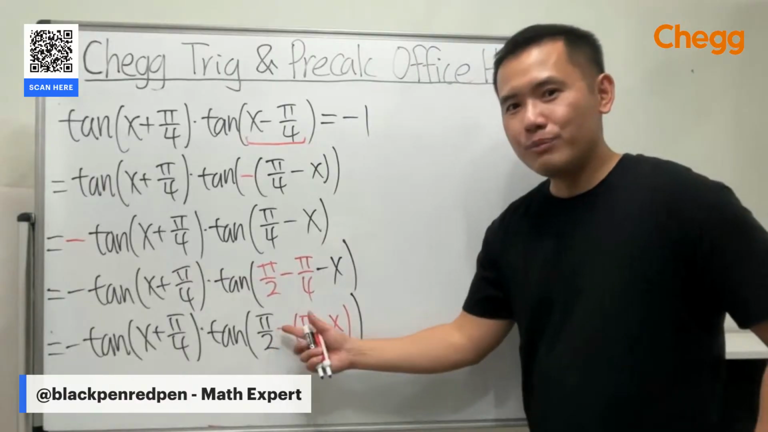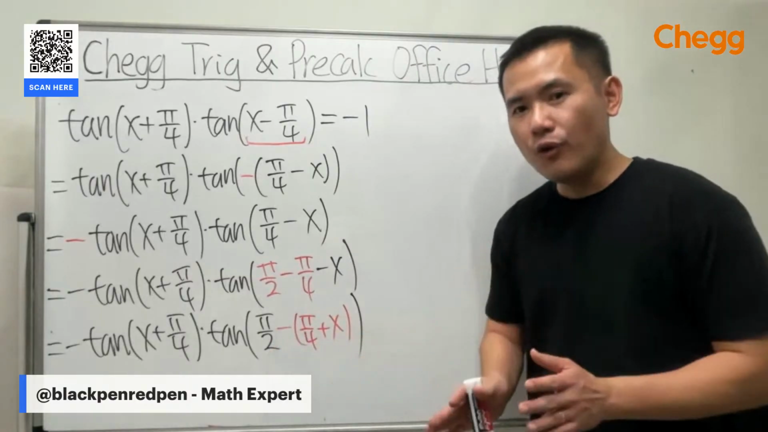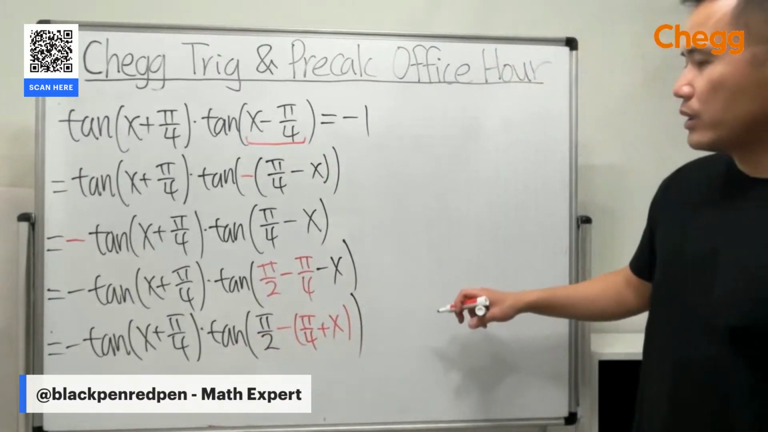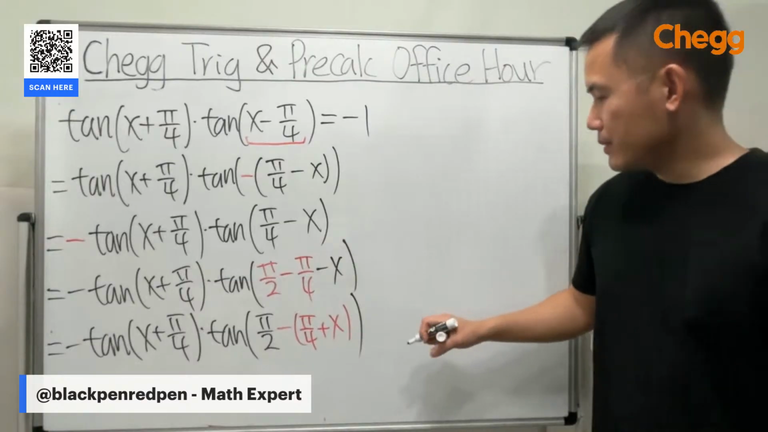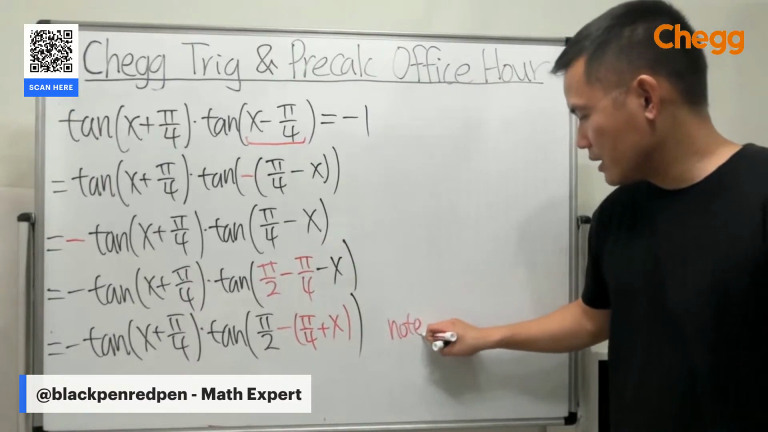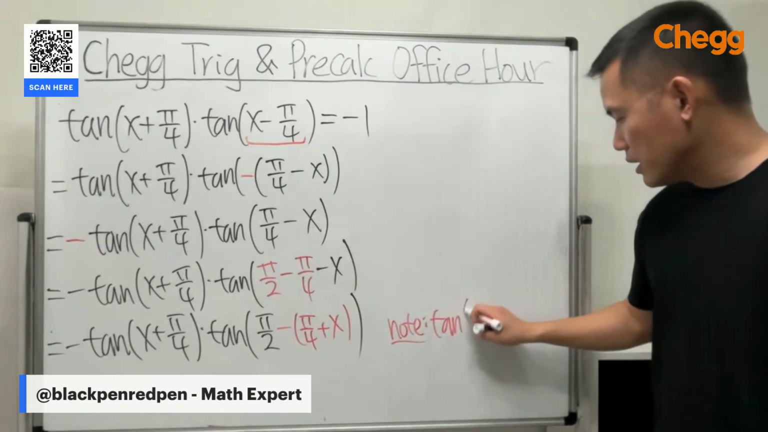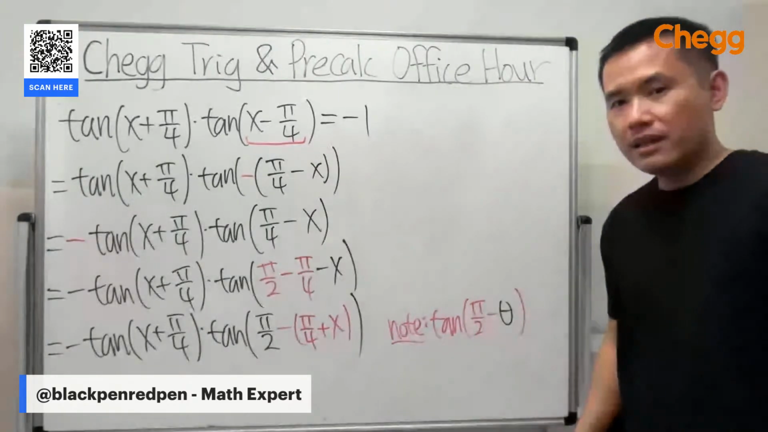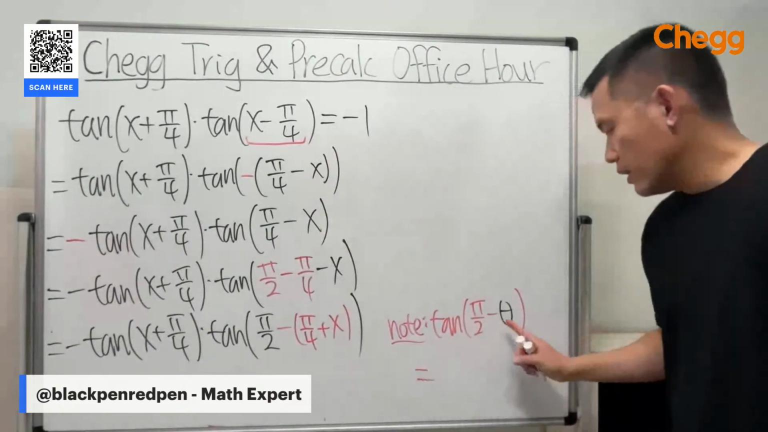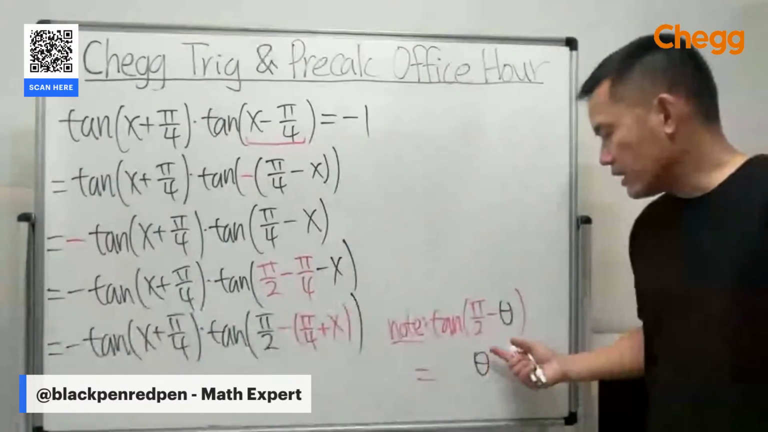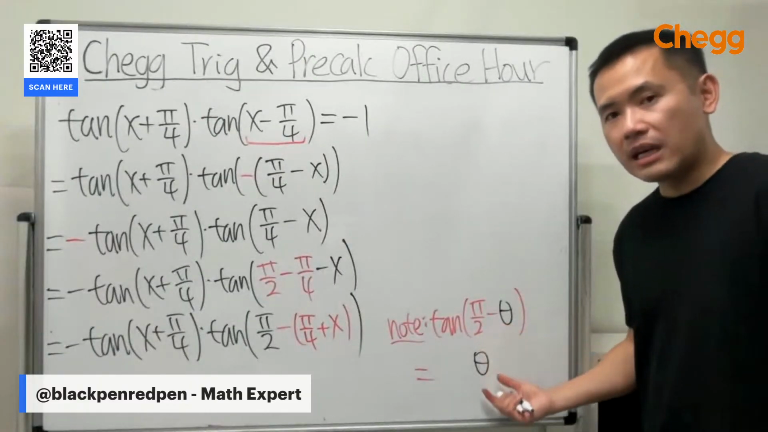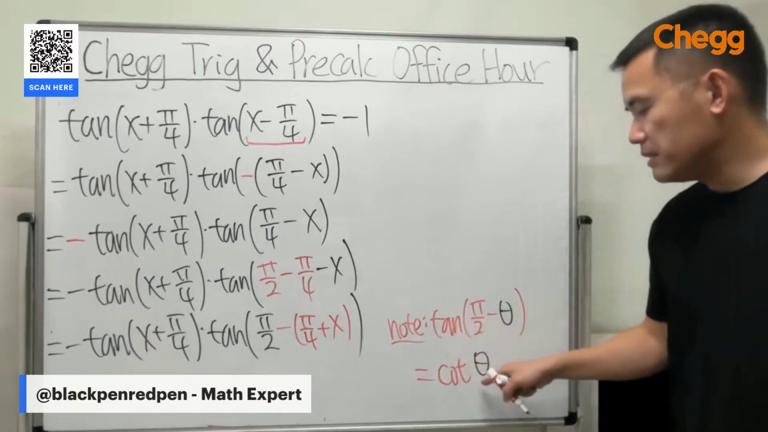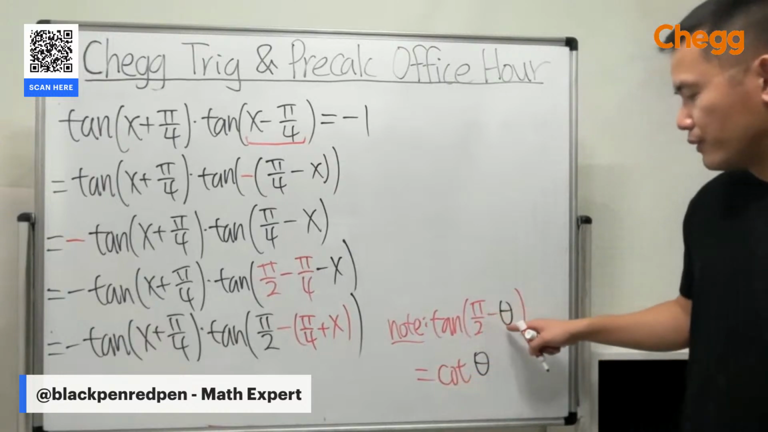When you have pi over 2 minus an angle, you'll just get the cofunction, the co-version of whatever this is of the angle. So here is a quick note. I am going to put it right here. Note: for example, if you have tangent of pi over 2 minus an angle theta, well, if you just have the angle theta, together they add up to be pi over 2. So they are complementary angles. This will be the same as the co-version of the tangent, namely cotangent of theta.